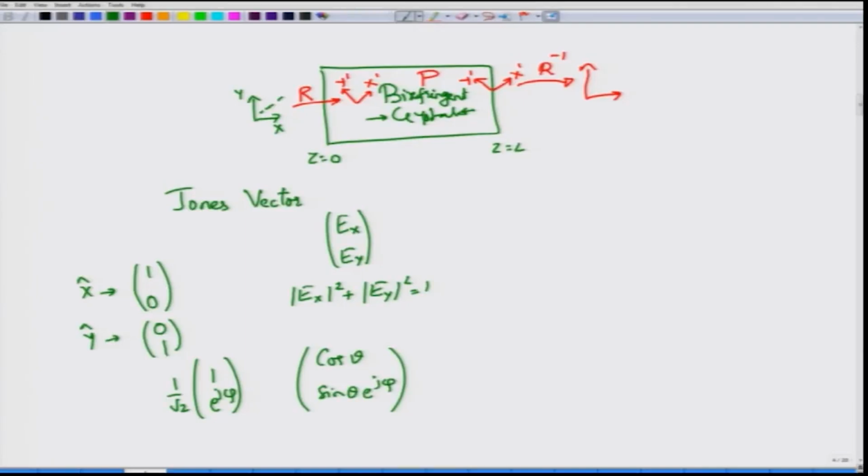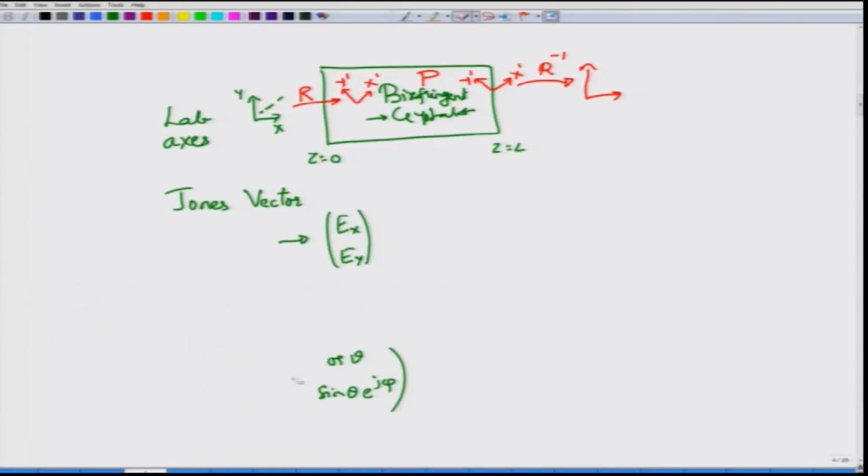Whatever the input polarization is, it is measured in the so called lab axis or the lab frame of reference, and in that lab frame of reference, this is the input Jones vector, which is normalized as I have told you. The first step is that we recognize that the Jones vector that you have described is only valid for the lab axis. The actual Jones vector that you need to write will have to be written for the crystal axis.